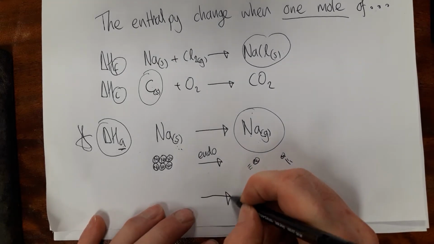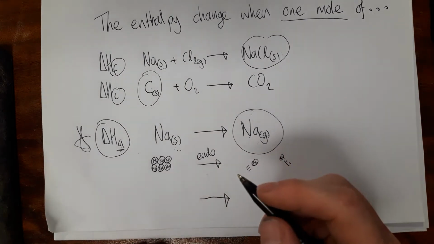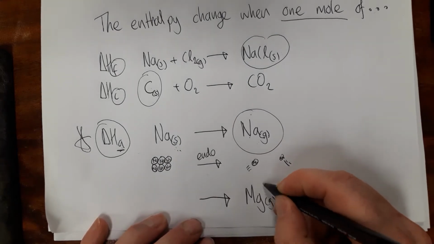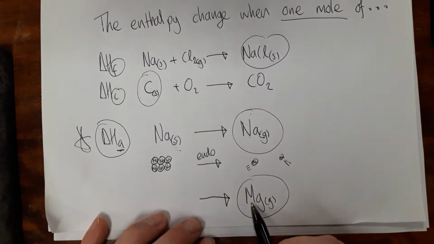So if somebody says write the atomization for magnesium, you do the same. Magnesium, gaseous atoms being produced, 1 mole of, you're not allowed to put any numbers in front of that.